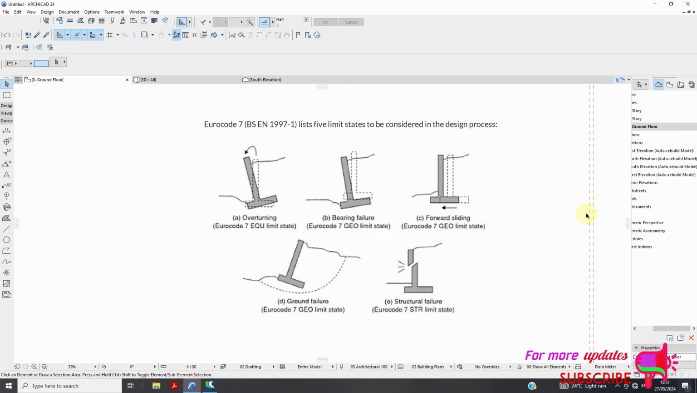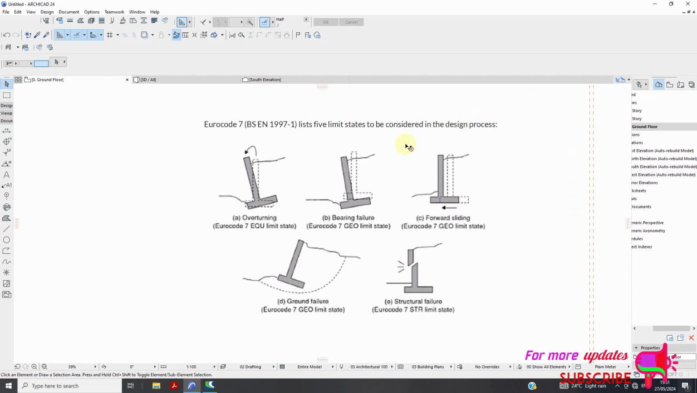You can see the categories of these limit states. That is, overturning is a form of equilibrium or EQU limit state. Bearing, forward sliding, and ground failure are types of GEO limit states, and structural failure is a type of STR or structural limit state.